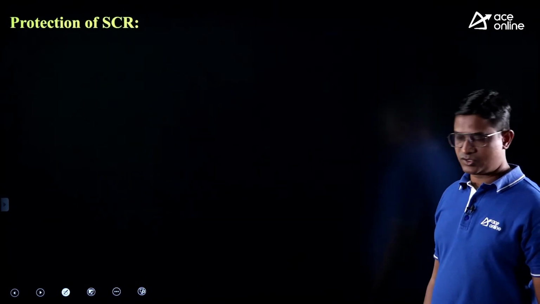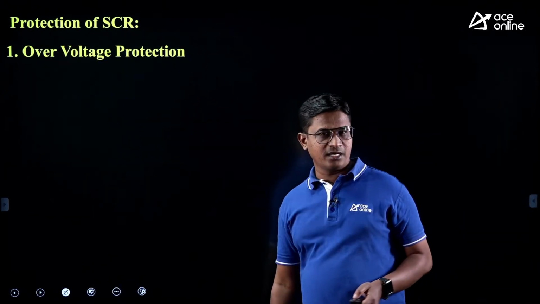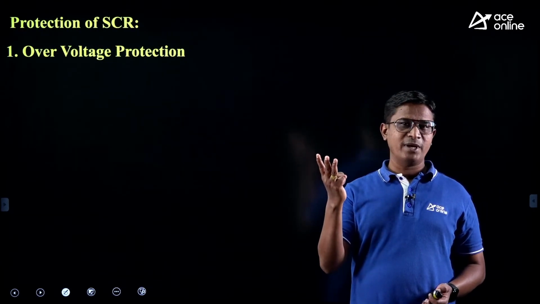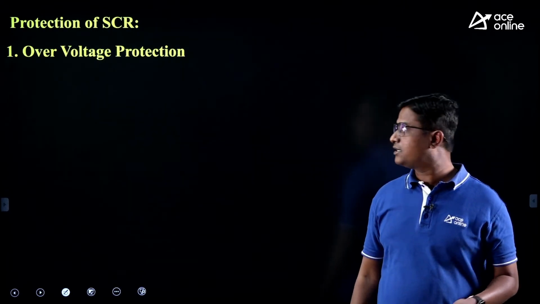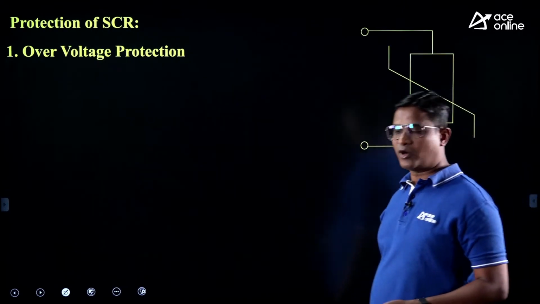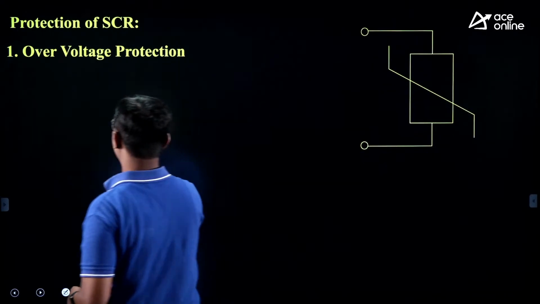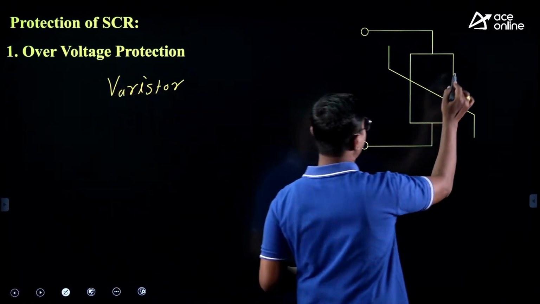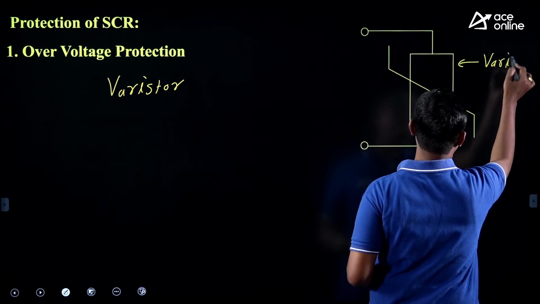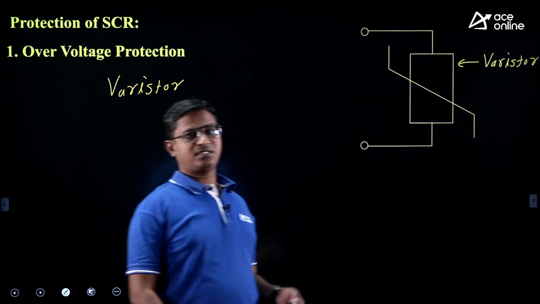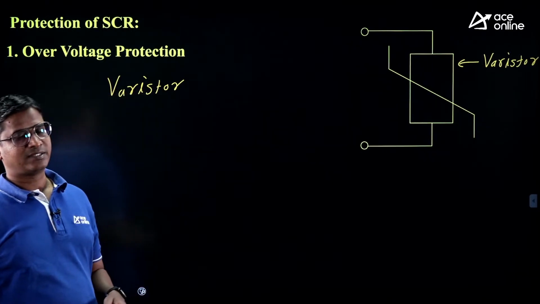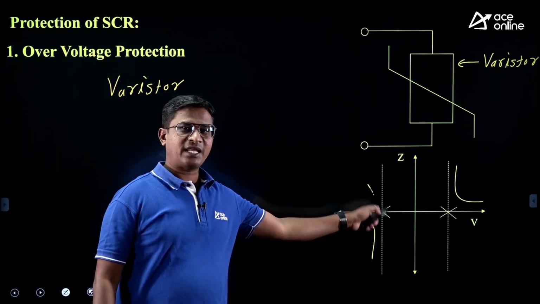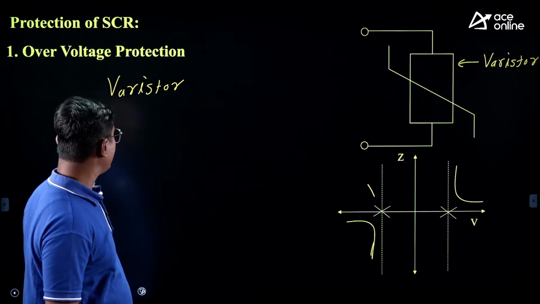Next, protection of SCR. We need to protect it against over voltage, over current, high dV/dt, and high dI/dt. How to protect SCR against over voltage? For that, we are using the varistor, which is connected across SCR. Either a varistor or a voltage clamping device can be used. This is the voltage versus impedance characteristic of the varistor.